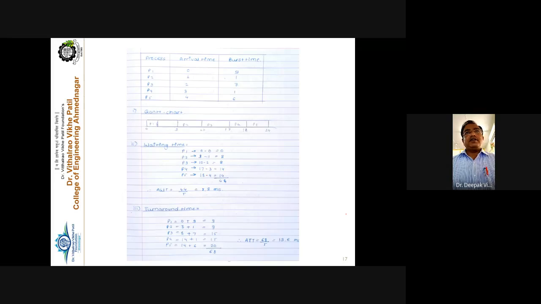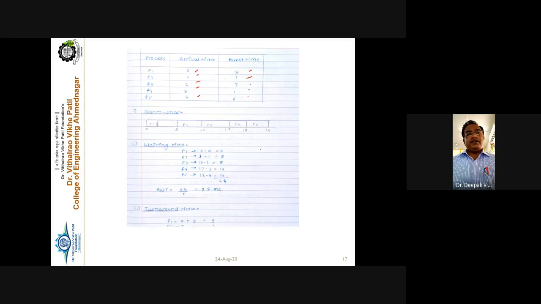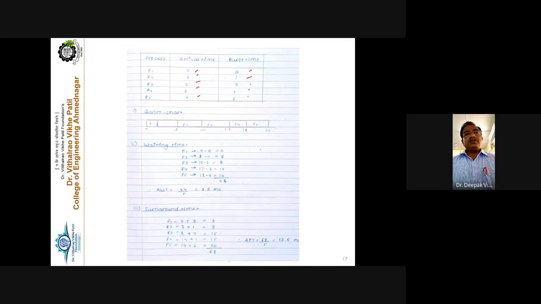Okay, this is the example, which contains 5 processes: P1, P2, P3, P4 and P5. Arrival times are given as 0, 1, 2, 3, 4 and burst times are 9, 1, 7, 1, 6. So which algorithms are given in the question? FCFS, first come first serve, and SJF. So first we'll see FCFS.